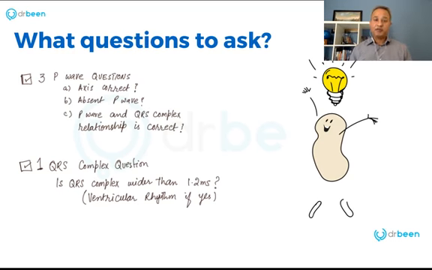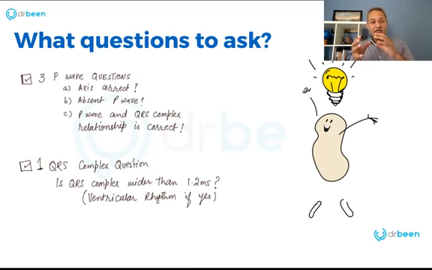Axis of the P wave, number 1. Number 2, presence of the P wave. If let's say SA node is not working at all, let's say atria is not contracting at all, then do you think the P wave will be present? No. So P wave's presence will be also important.